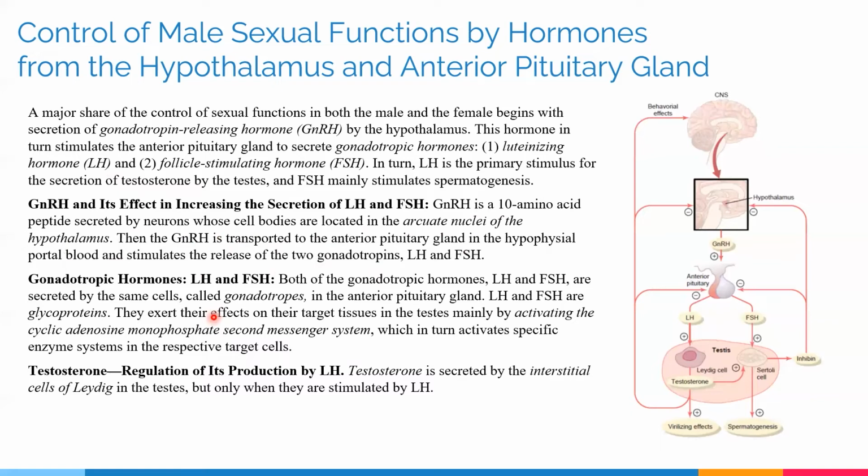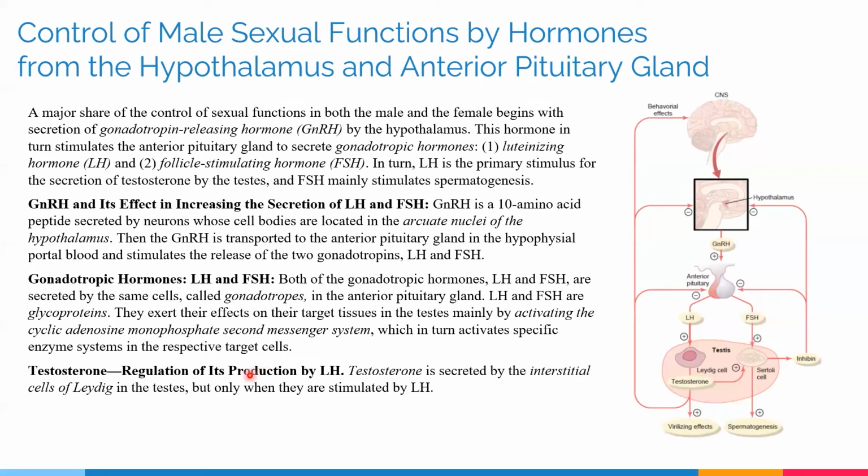The gonadotropic hormones LH and FSH both are secreted by the same cells, called gonadotropes, in the anterior pituitary gland. LH and FSH are glycoproteins. They exert their effects on the target tissues in the testes mainly by activating the cyclic adenosine monophosphate second messenger system, which in turn activates specific enzyme systems in the respective target cells.